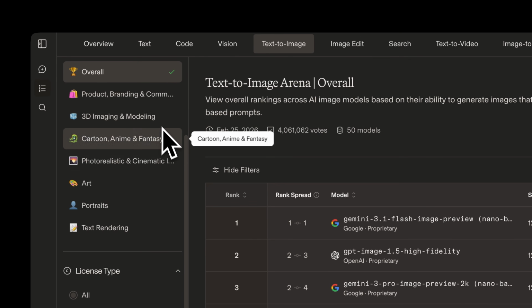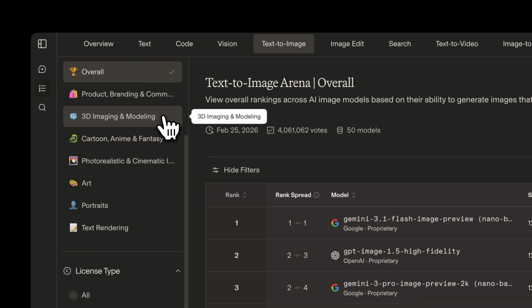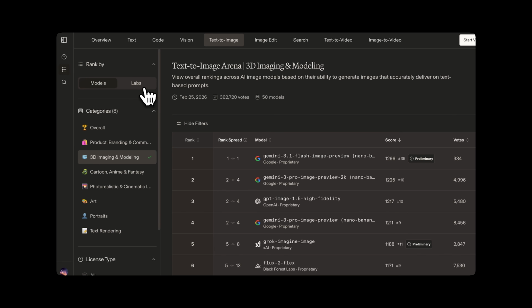We just launched this feature. We call it text-to-image new categories. We included 7 categories into our text-to-image arena, like photorealistic and 3D modeling and branding images. If we look into the specific categories versus overall, we do see the ranks change. We want to know for a certain model whether they are performing well in a certain category.